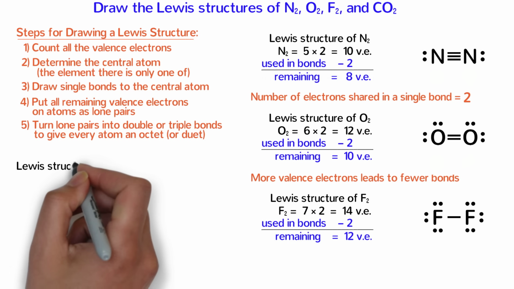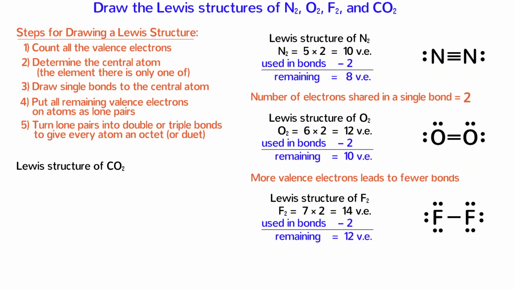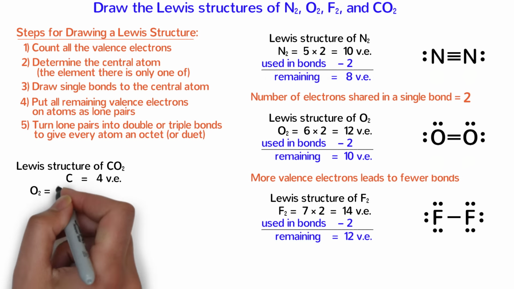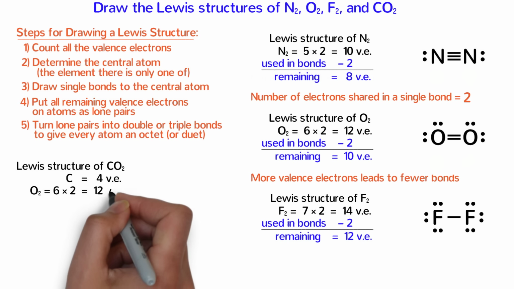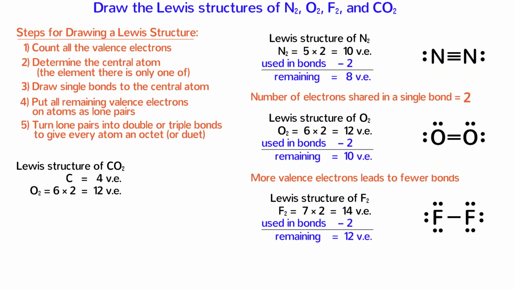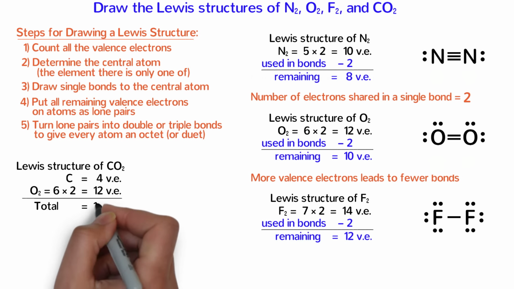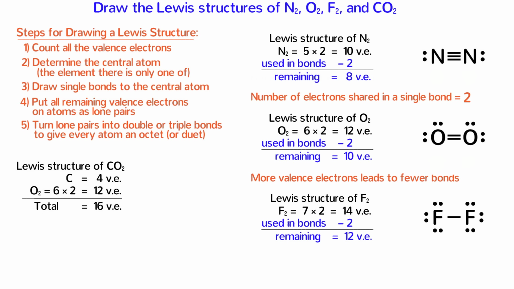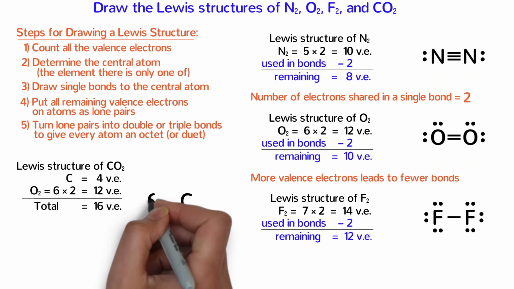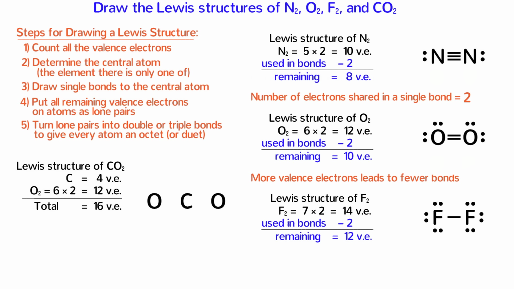Let's draw the Lewis structure of carbon dioxide. Carbon has 4 valence electrons. The 2 oxygens have 6 valence electrons each, so they contribute 6 times 2 or 12 valence electrons to the molecule. Add 4 plus 12 to get a total of 16 valence electrons for carbon dioxide. This time, there is a central atom, and it is carbon because there's only one carbon. So we draw carbon in the middle and put the 2 oxygens around it.